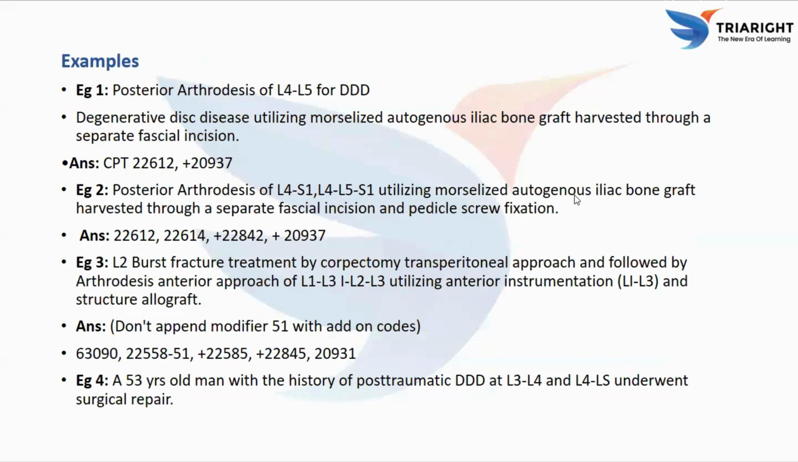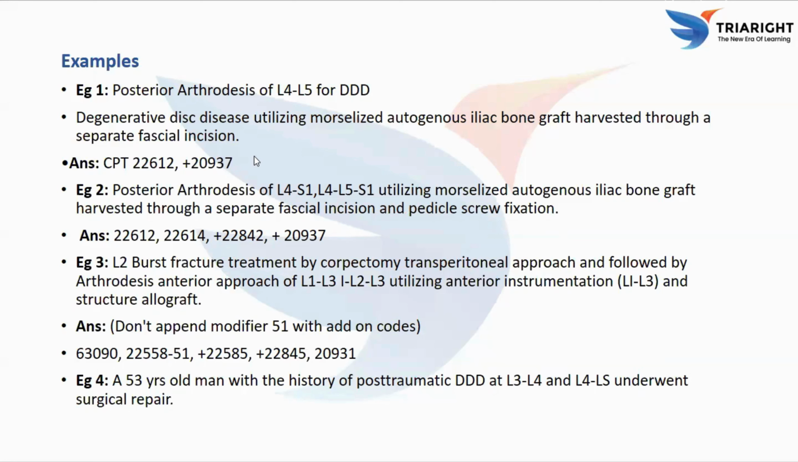So what are the key terms used in spinal instrumentation? Arthrodesis, which is a surgical fusion of two or more vertebrae. Posterior approach, a surgery done from the back. Anterior approach, a surgery done from the front. DDD, degenerative disc disease. Autogenous graft, a patient's own bone. Allograft, a donor bone. Morselized graft, bone cut into small pieces. Separate fascial incision, a graft taken from a different incision site. And add-on codes, these are never used alone and there is no modifier 51 for add-on codes.